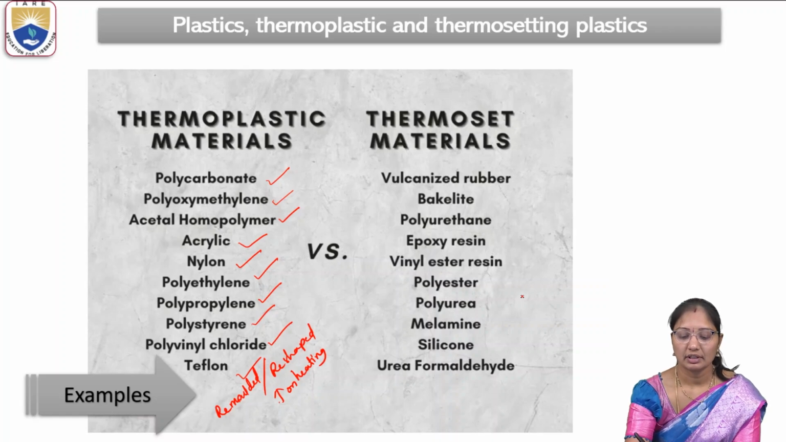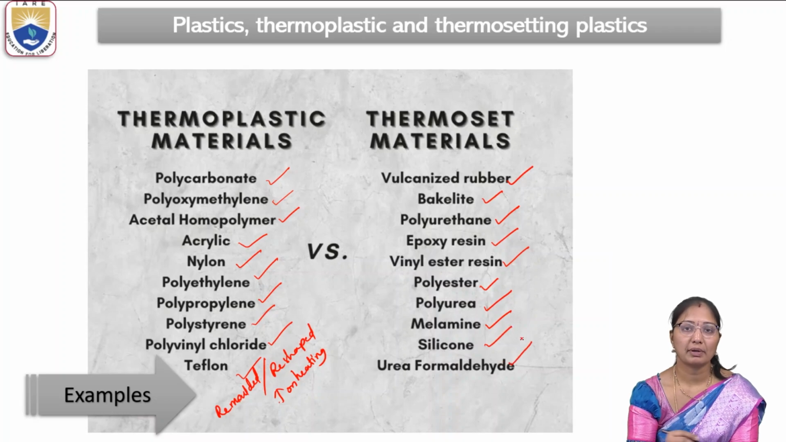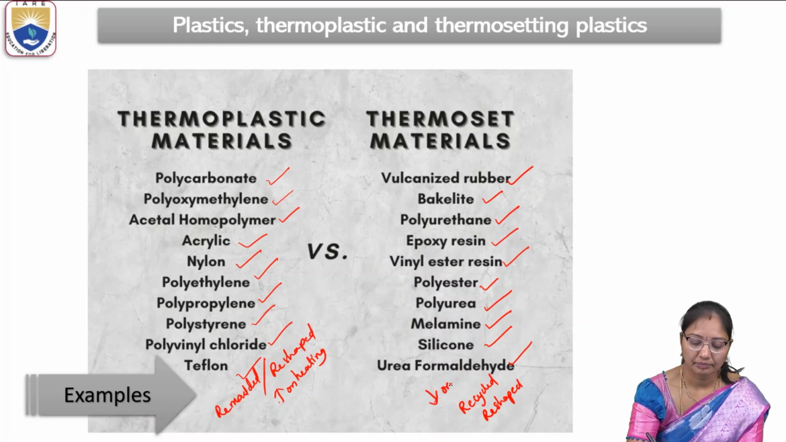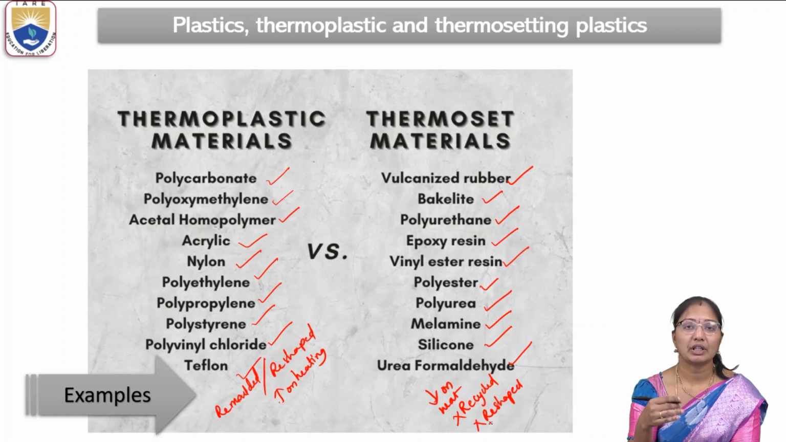Whereas thermosets include vulcanized rubber, bakelite, polyurethane, epoxy resin, vinyl ester resin, polyester, polyurea, melamine, silicone and urea-formaldehyde, which come under the category of thermoset materials, which cannot be recycled or reshaped on heating. No recycling, no reshaping on heating. The chemical bonds are very strong and they are irreversible.